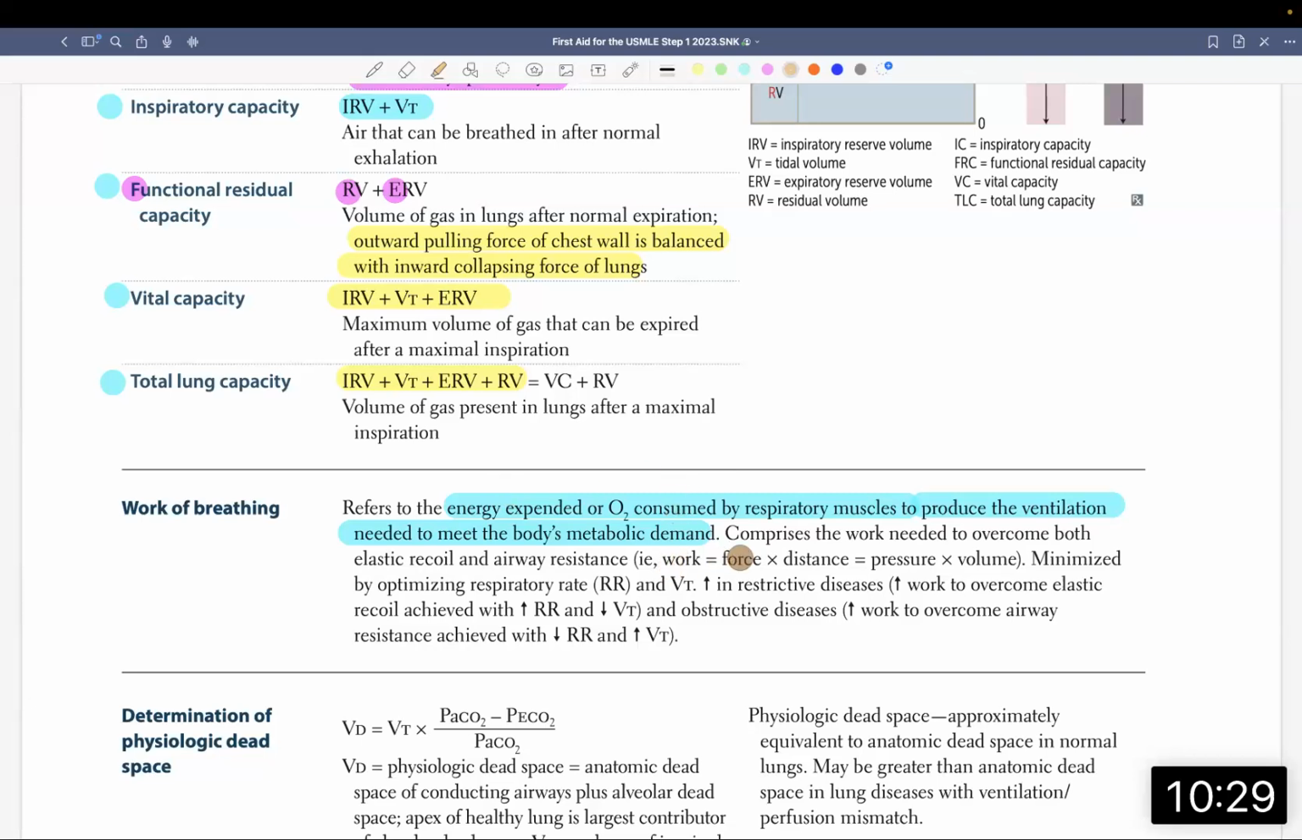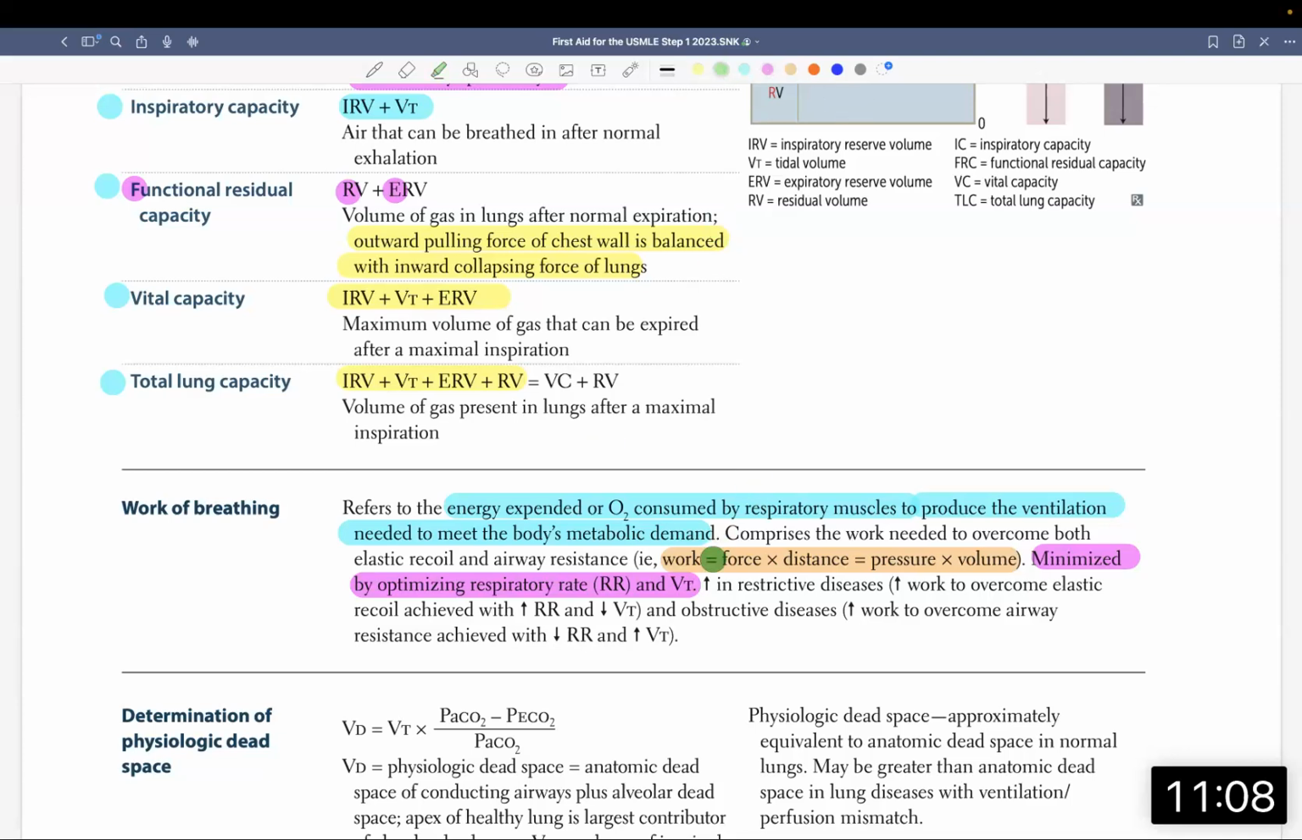That is, work equals force into distance. Force it needs to overcome, and distance, airway resistance, the amount of distance it needs to cover. Mathematically it's pressure into volume. So work equals force into distance equals pressure into volume. It's minimized by, this comes up in questions: how do you minimize the work of breathing? By optimizing the respiratory rate and tidal volume. So in vent settings, you minimize the work of breathing by optimizing the respiratory rate and tidal volume.